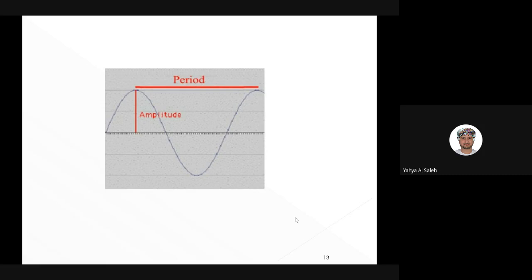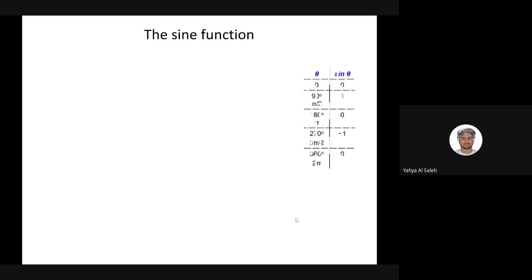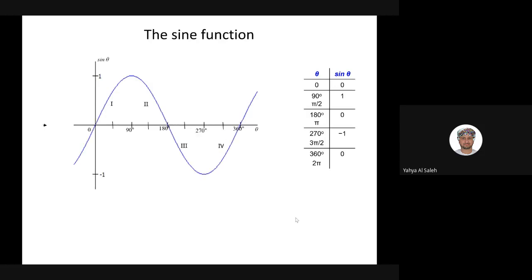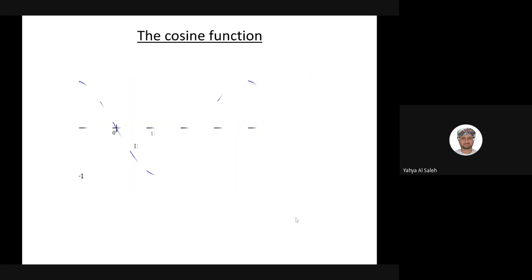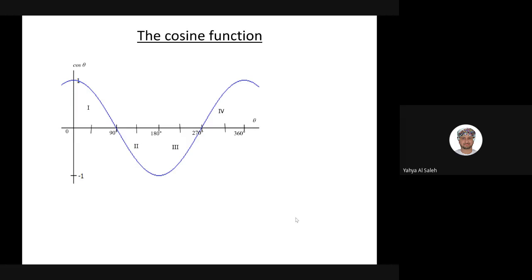The second thing is we have period, the time it takes to go one full motion from maximum to minimum back to maximum, the period. So this is what a sine function looks like. Sine 0 is 0, sine 90 is 1, sine 180 is 0, and so on and so forth. This is what a cosine function looks like. Exactly the same as sine, but shifted by 90 degrees. It's off by 90 degrees.